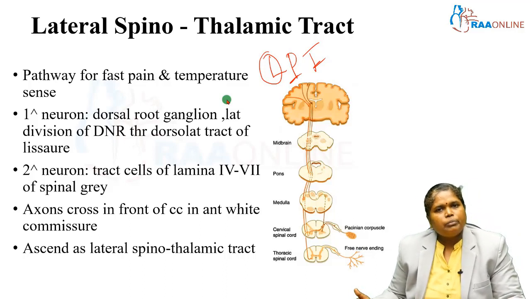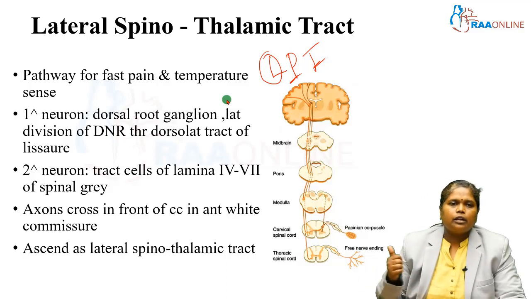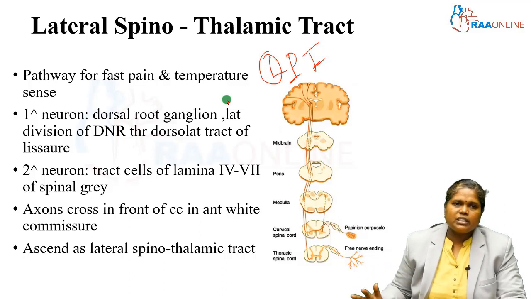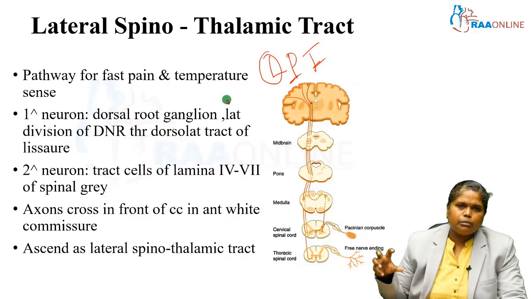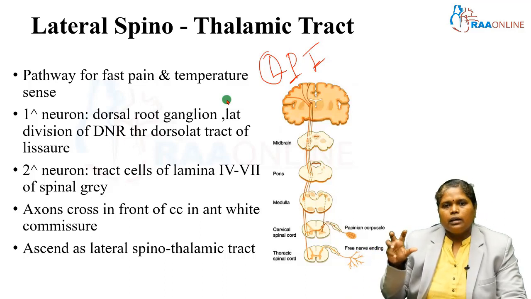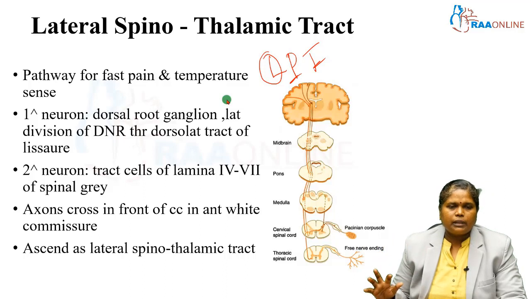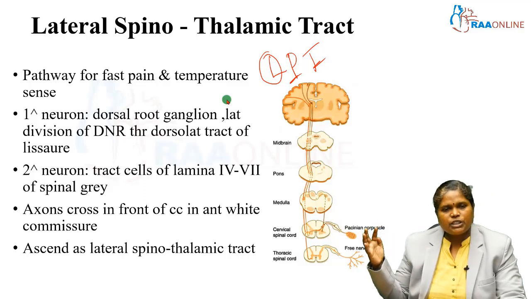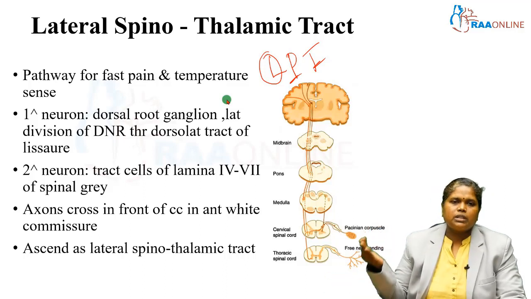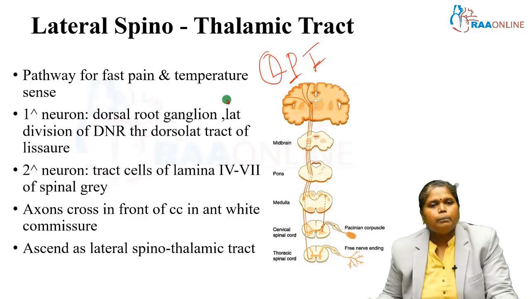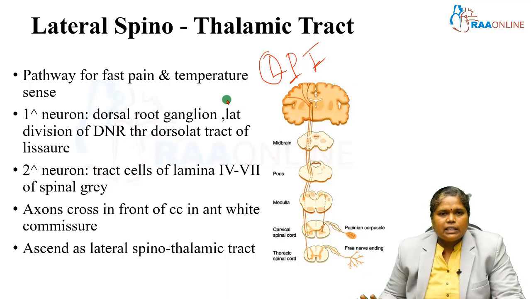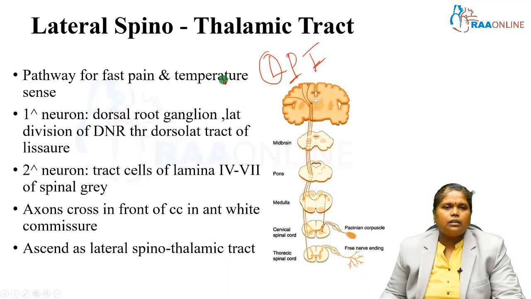So usually the ascending tracts will have first order, second order and third order neurons. And the first order neuron is the same for all the ascending tracts. The first order neuron cell bodies will be located in the dorsal nerve root ganglion. Remember that. The peripheral process will be reaching the skin and the central process has to come either to the spinal cord or the medulla. So you keep these things in mind and then we will discuss the ascending tracts.